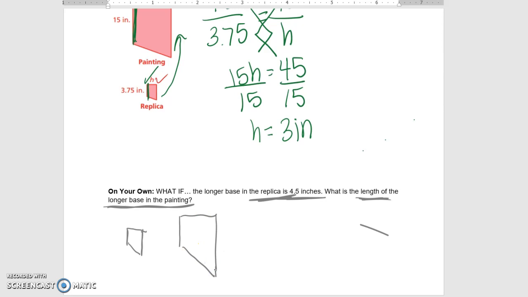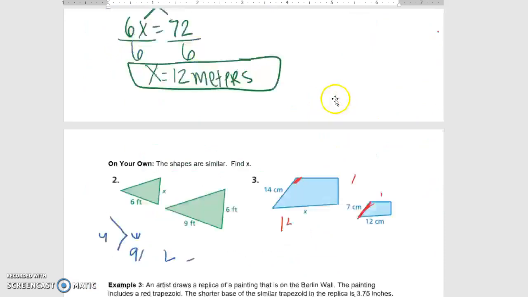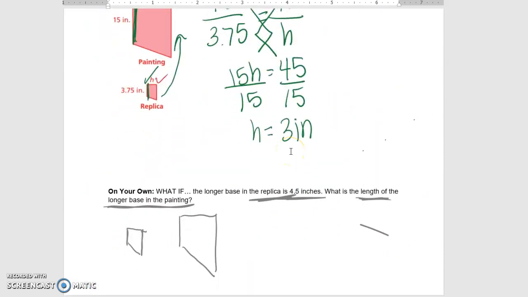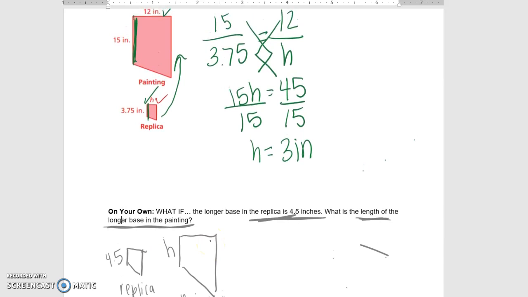So they're telling you the longer base in the replica, so this is our replica, and this is our painting. Okay, so our replica, they say, is 4.5 inches, and we are trying to figure out the longer side of our painting. So we're figuring out this part right here. So we can keep all the other numbers the same. So we figured out up top that this is 3 inches of our replica, and we're just going to keep 12 inches up top from our painting.